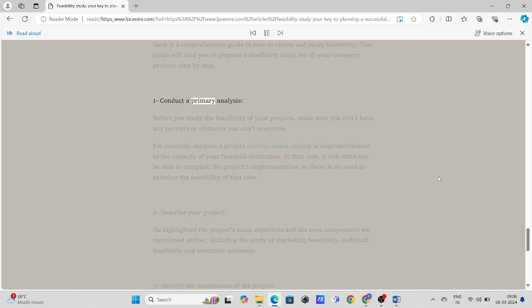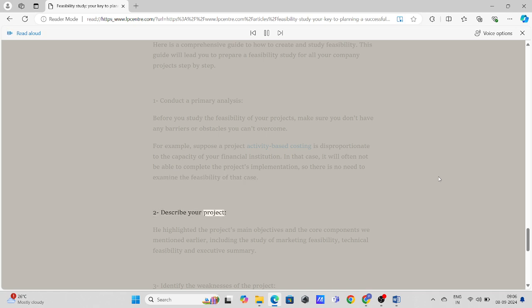1. Conduct a primary analysis. Before you study the feasibility of your projects, make sure you don't have any barriers or obstacles you can't overcome. For example, suppose a project's activity-based costing is disproportionate to the capacity of your financial institution. In that case, it will often not be able to complete the project's implementation, so there is no need to examine the feasibility of that case.